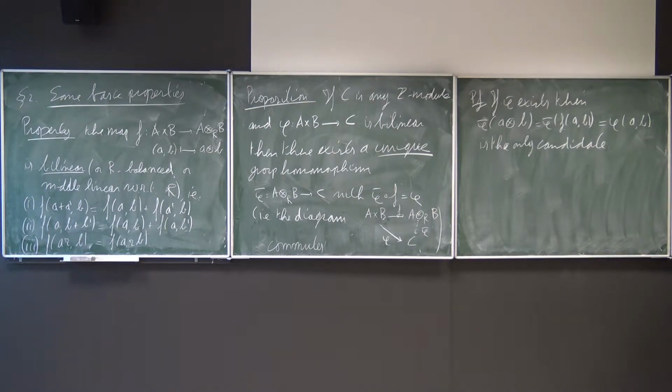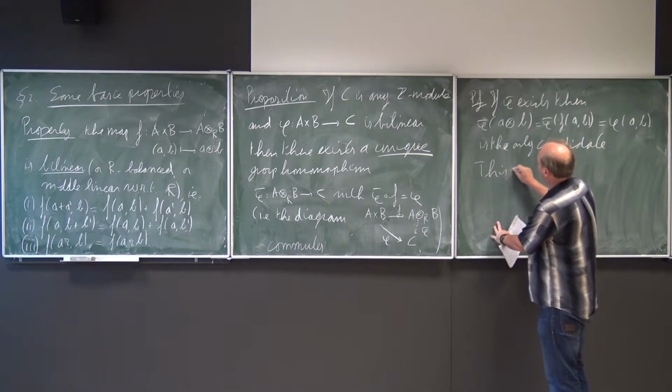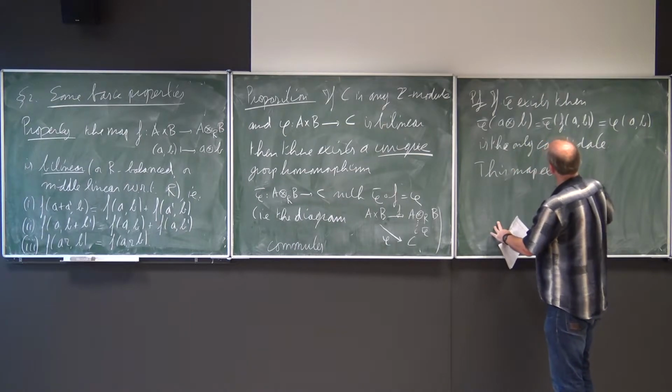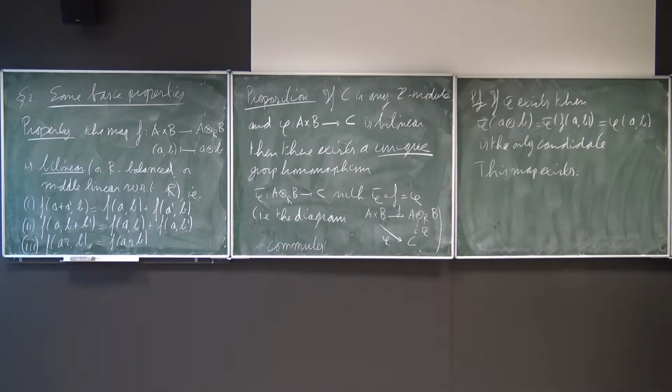So if it exists, it will be unique. So we now have to construct it in order to check it really exists. So for that, you start with, well, not with the tensor product, because that's a complicated thing. You start with a nice generator. So you start with the free abelian group on A cross B.